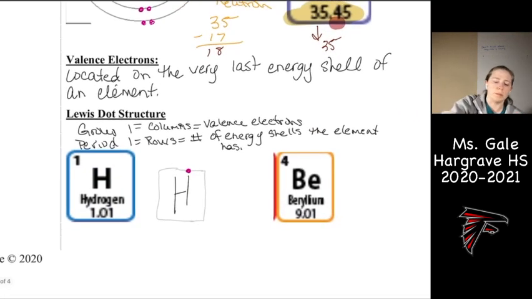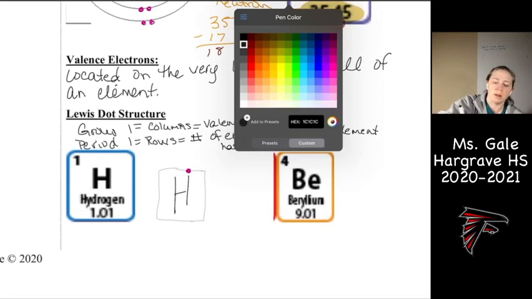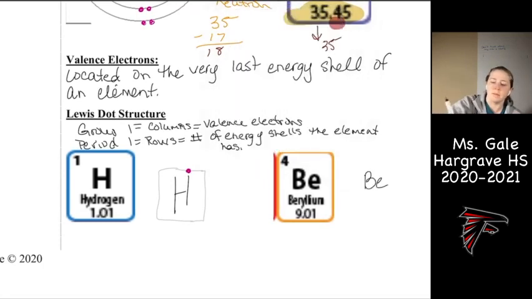Let's go to beryllium. Let's write the atomic symbol for beryllium, which is Be. Lightly draw our border. Beryllium is in group 2A. So if you remember group 1A, 2A, we're not going to mess with the metals right now. So don't worry about the transition metals that are in the middle.